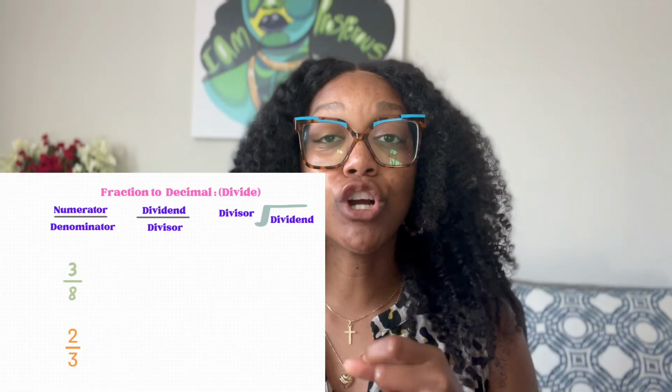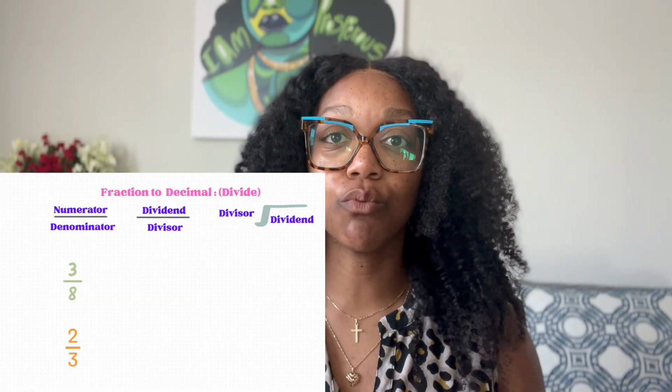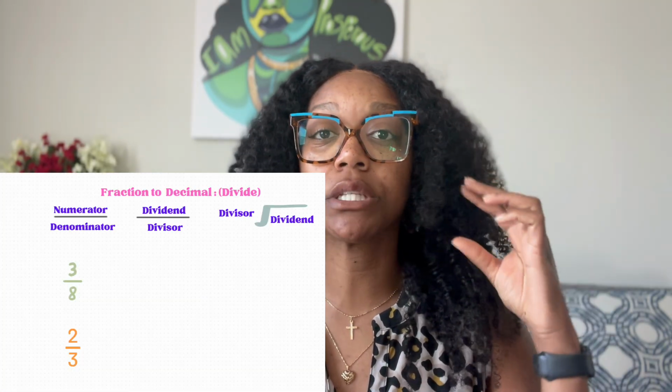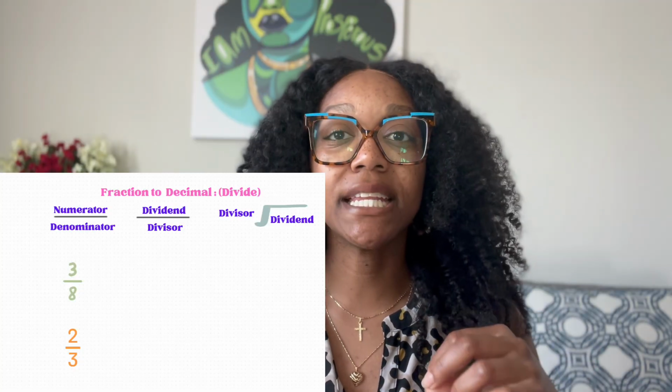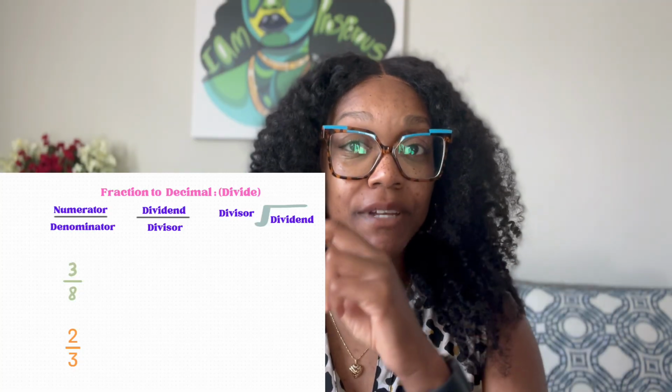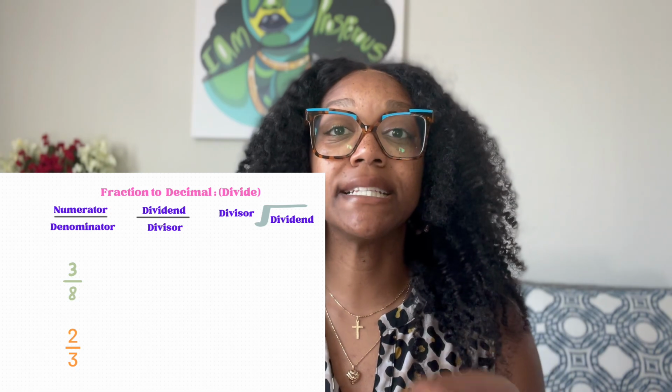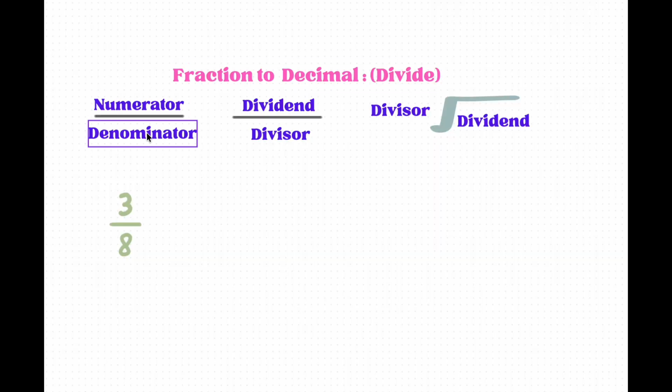Next, we're going to go from a fraction to a decimal. Of course, the students will need to know the parts of a fraction. What does the numerator represent? What does the denominator represent? And then they need to know that the numerator is the dividend and the denominator is the divisor. So now we're going to divide this fraction to get from fraction to decimal.